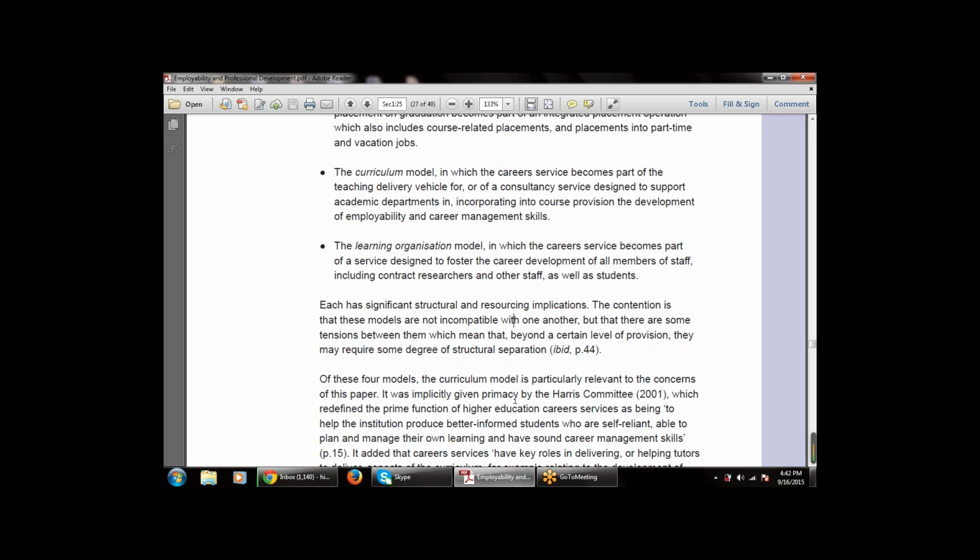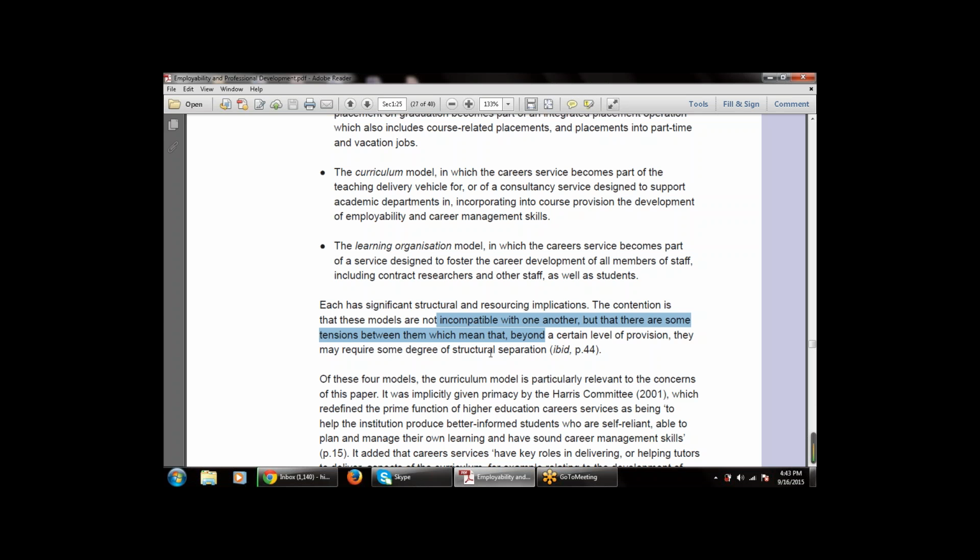Each has significant structure and resource implications, and the contention is that these four models are not compatible with one another; they are a little bit different from each other. And out of these four models, the curriculum model is particularly relevant to the concern of this module, which is employability and professional development.